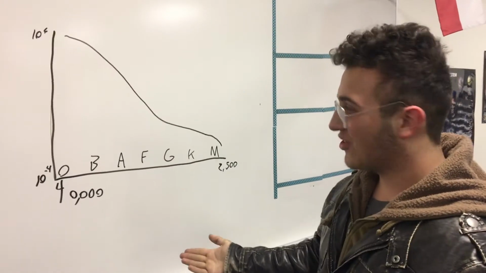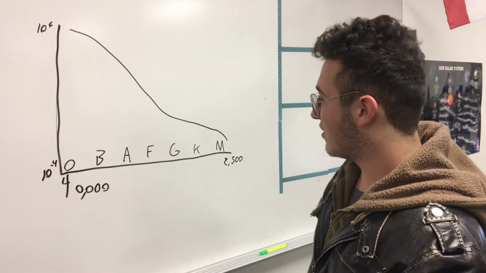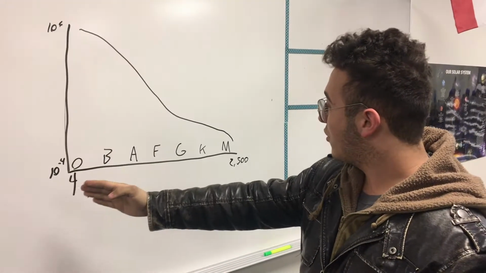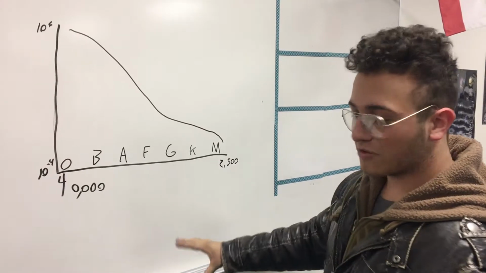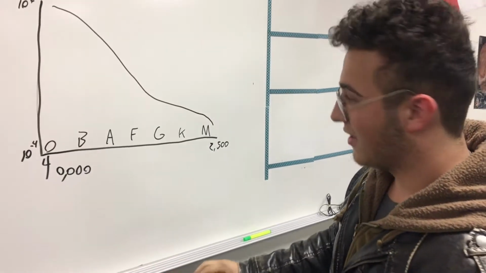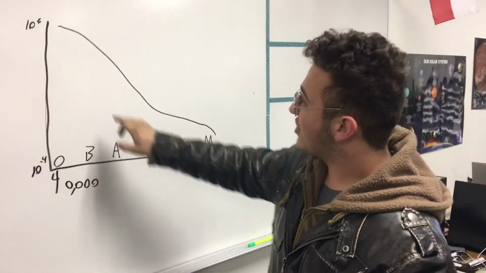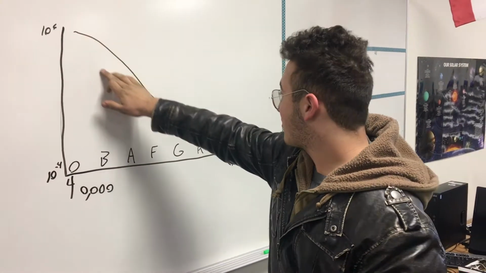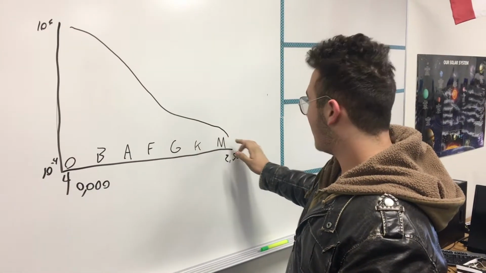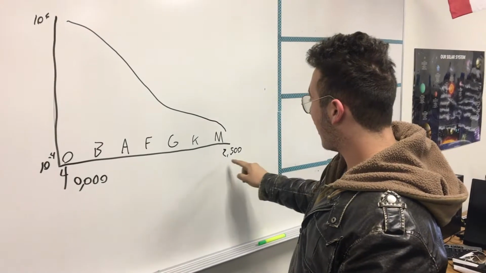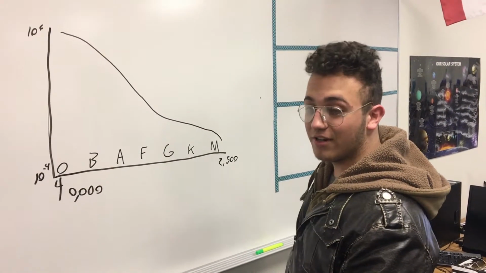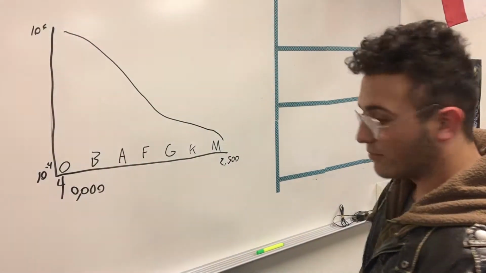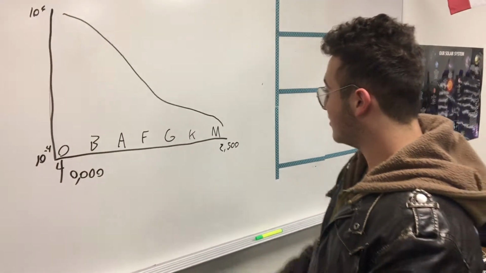So, as you can see, this is the main sequence. It involves all the spectral types, but we'll get into that later. As you can see, it goes from 10 to the power of 6 all the way down to 10 to the negative 4 at 2,500 degrees Kelvin. Now that's hot, but it's not bright.